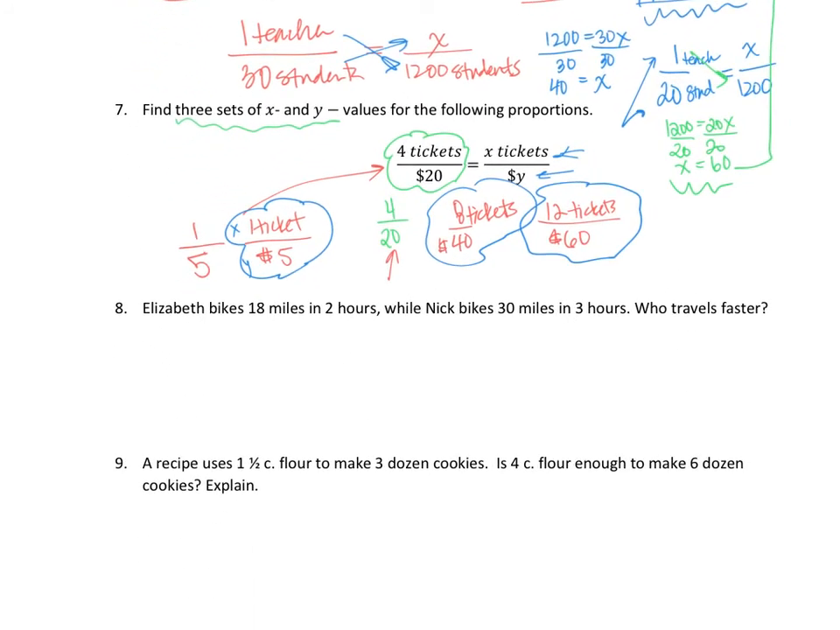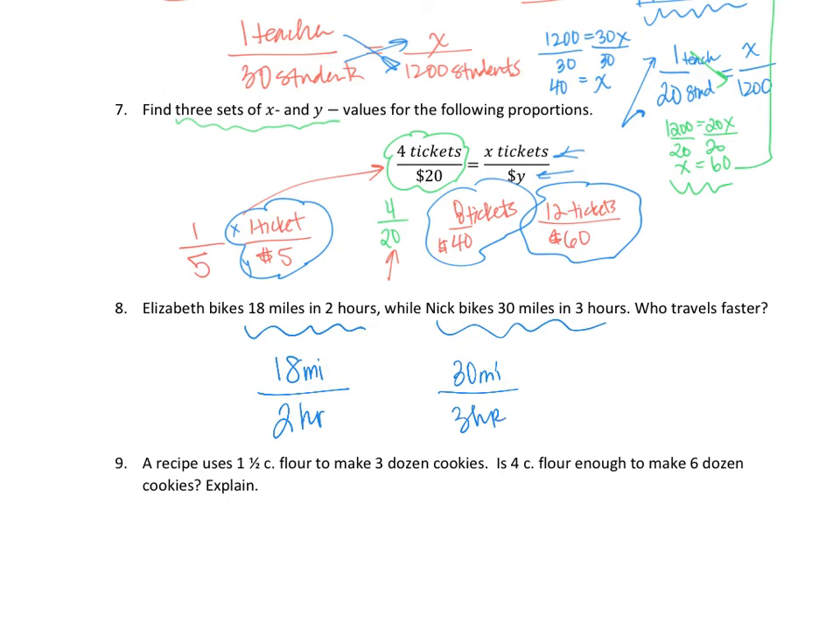All right. Next situation we have: Elizabeth bikes 18 miles in 2 hours. So her rate would be 18 miles for every 2 hours. Now Nick bikes 30 miles in 3 hours. So it wants to know who travels faster.